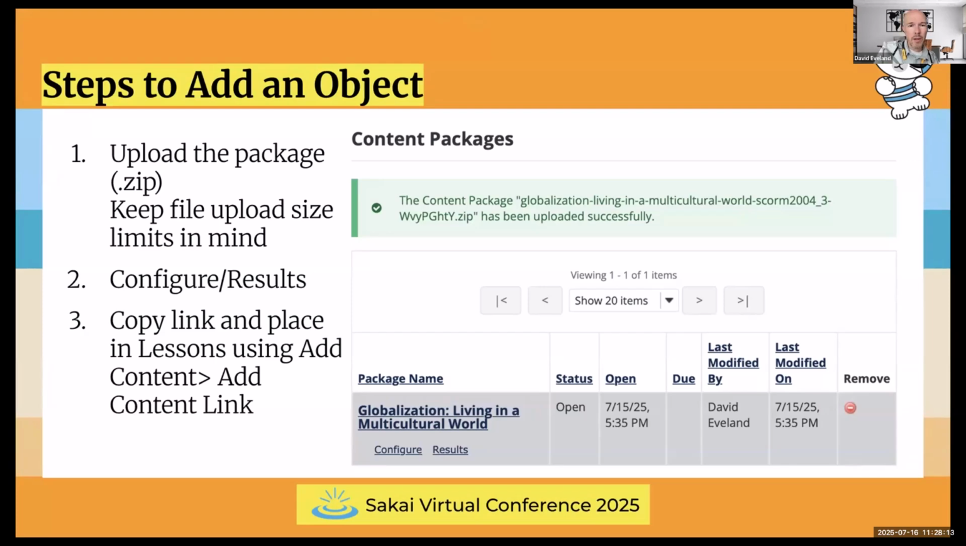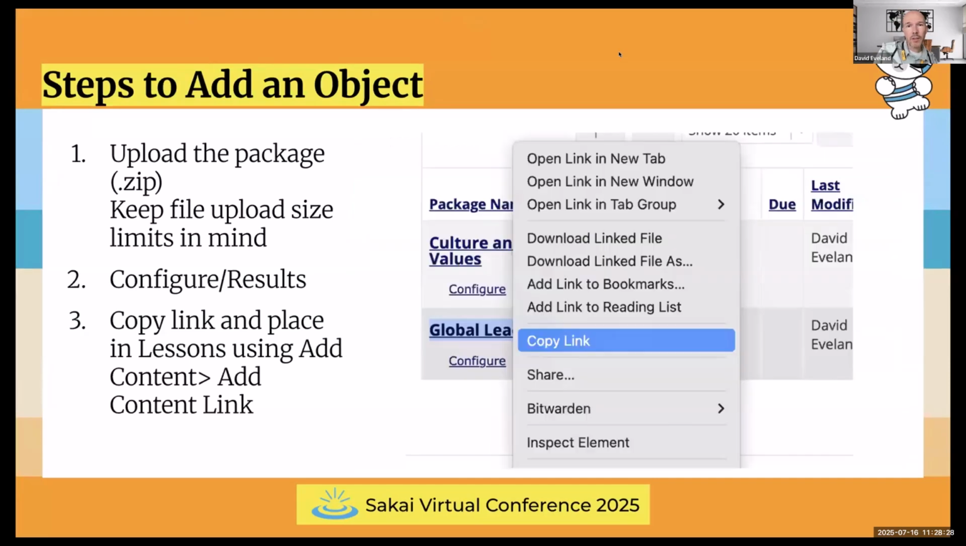Of course, it could be placed anywhere else, but it's basically right-clicking on the link, for example, here there's one on globalization, living in a multicultural world. Right-clicking on that, grabbing that link, and then using the add content link inside of Lessons to add it so students can get to it. And you can see there, I'm just doing the same thing.